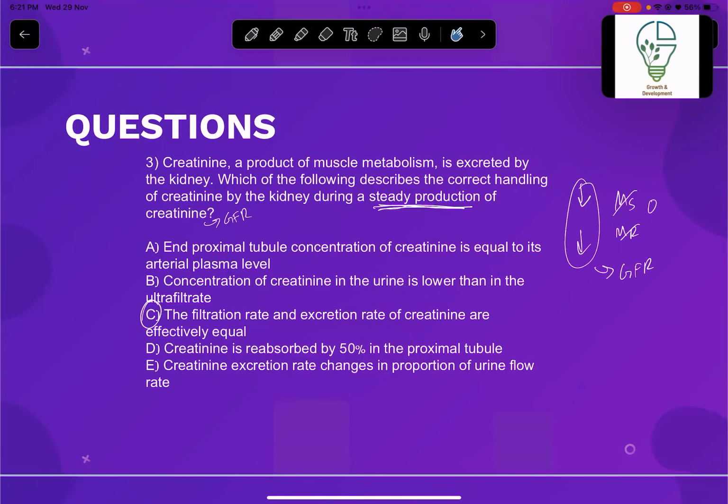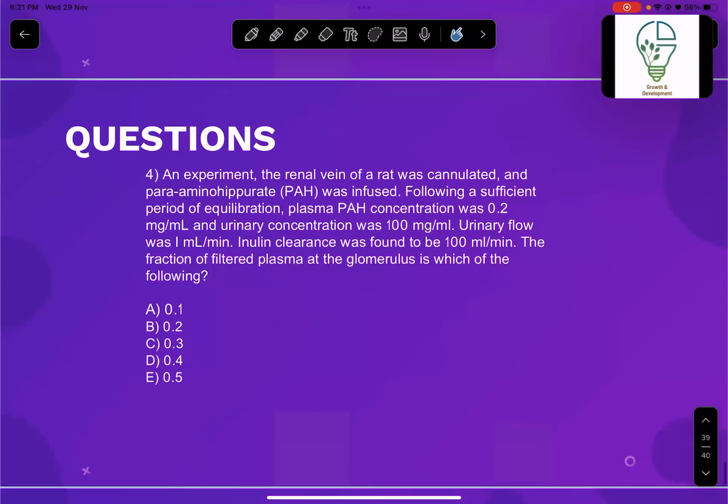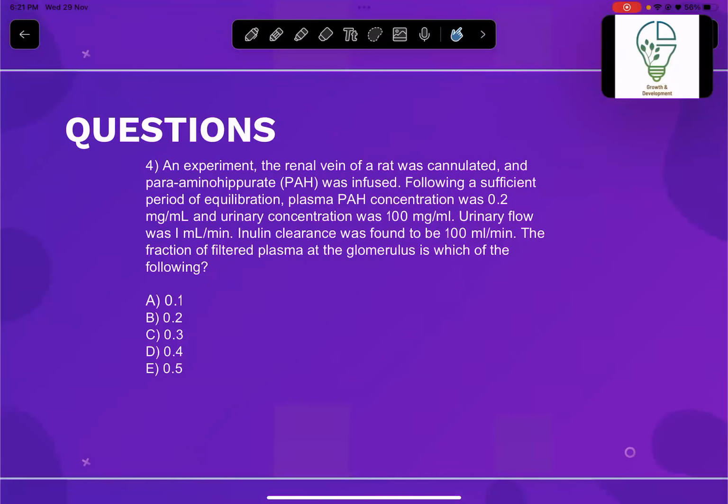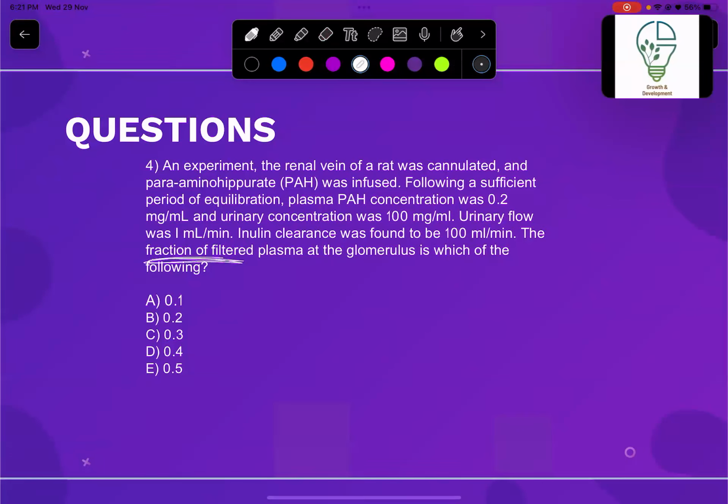Okay. Now, the final question is this. In an experiment, the renal vein of a rat was cannulated and PAH was infused. Following a sufficient period of equilibration, plasma PAH concentration was 0.2, urinary concentration was 100, urinary flow is 1, and inulin clearance is 100. The filtration fraction at the glomerulus is which of the following? Okay, I'll give you a bit of time to solve, and let's see.